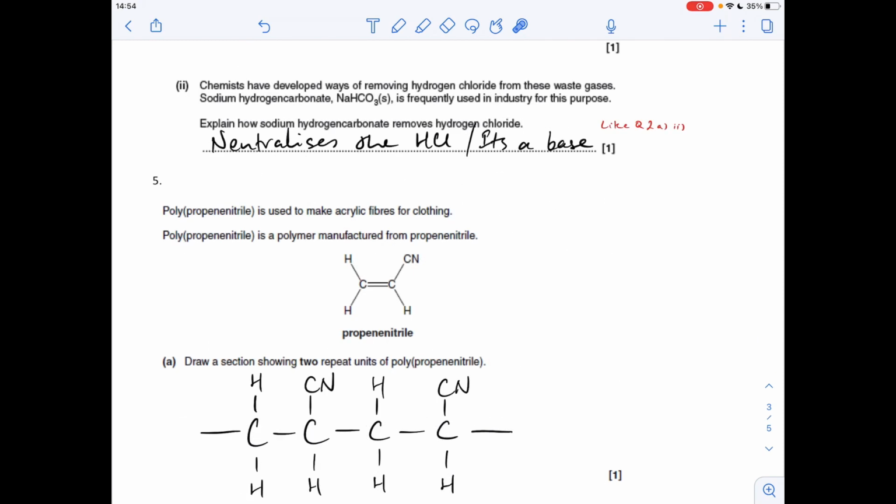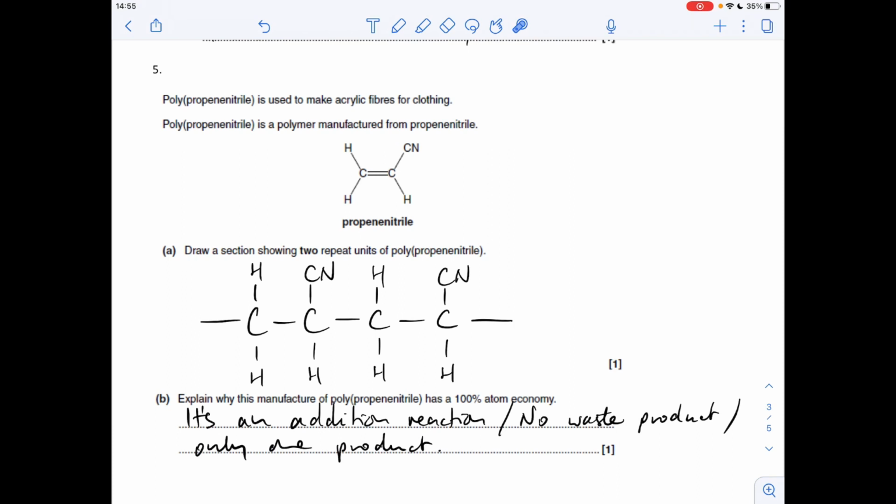Question 5, we've now got to turn a monomer into a polymer chain showing 2 repeat units. So we need 4 carbons in the backbone. Basically all you do is take the double bond, open it up, put the end bonds on, but we need to do that twice. Don't forget these end bonds must be there because that shows that this continues. And then part B, why does this manufacture of polypropene nitrile have 100% atom economy? So you could say it's an addition reaction, or there's no waste product, or there's only one product.